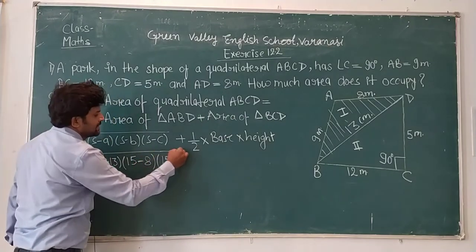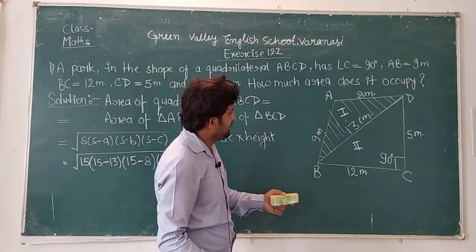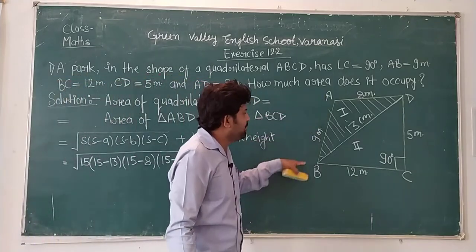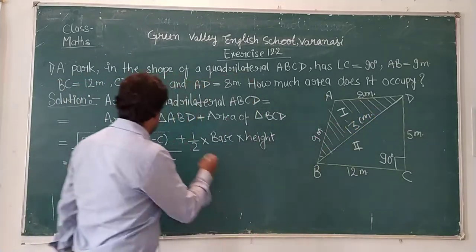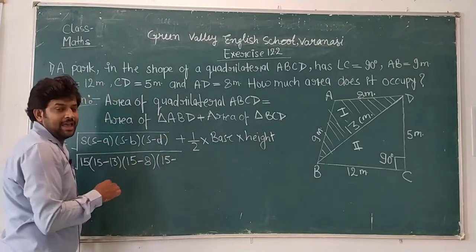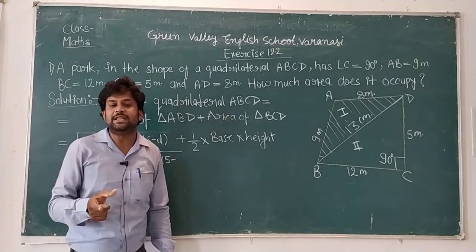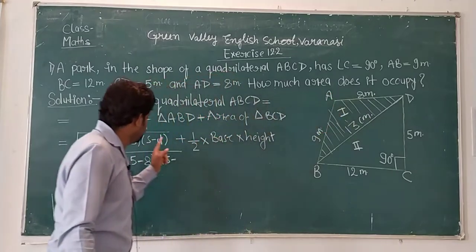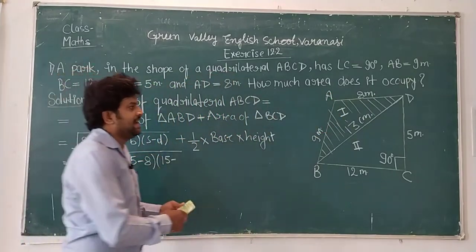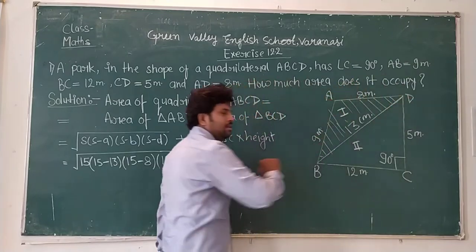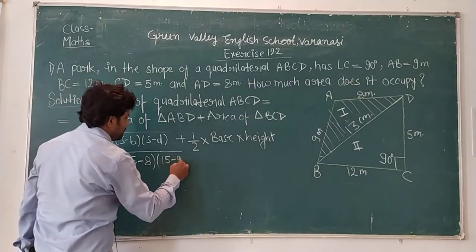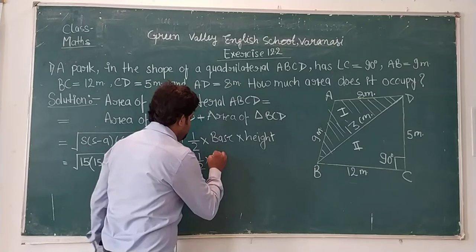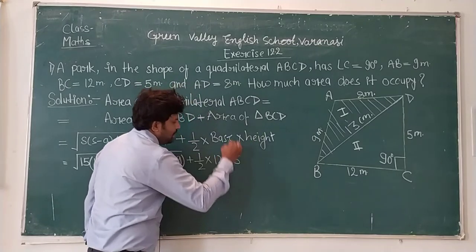Next 15 minus C. Sorry, S minus C. Here we take triangle ABD, that's why here we can write D. And when we take triangle ABC, then we can write S minus C, and here for triangle ABD, we will write S minus D. And D is what? Opposite front side of vertex D. D is 9, plus 1 upon 2 into base. Base is what? 12 centimeter, into height. Height is what? 5 centimeter.